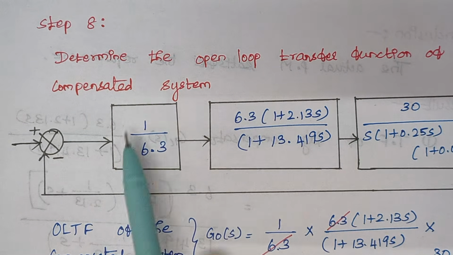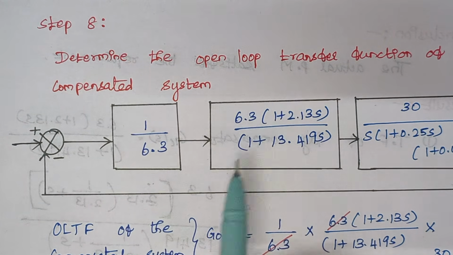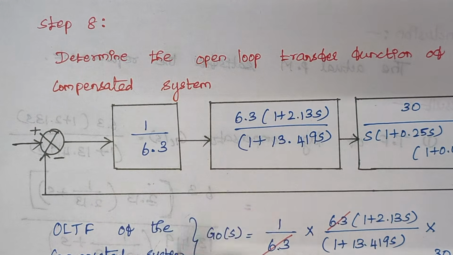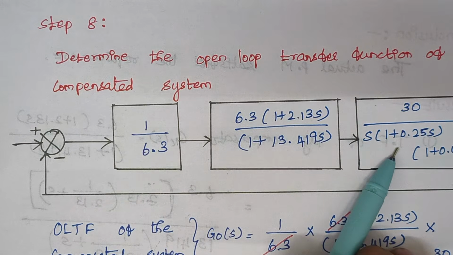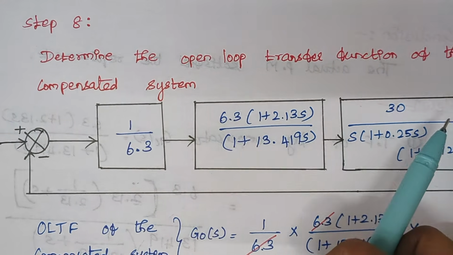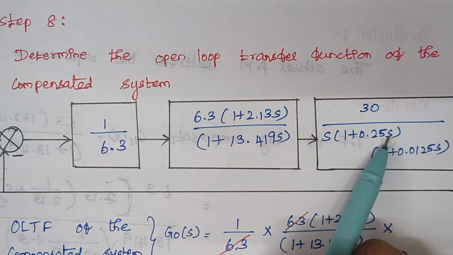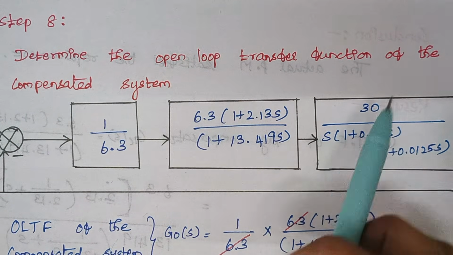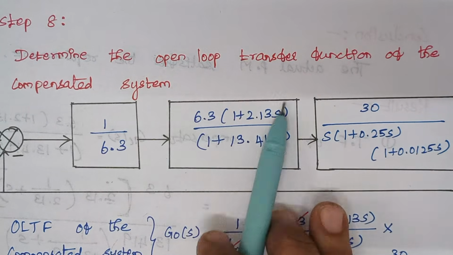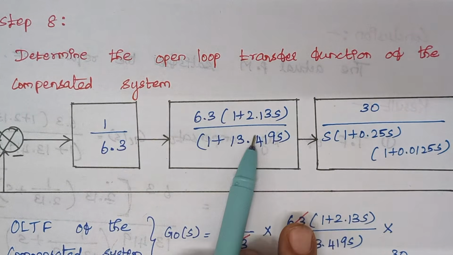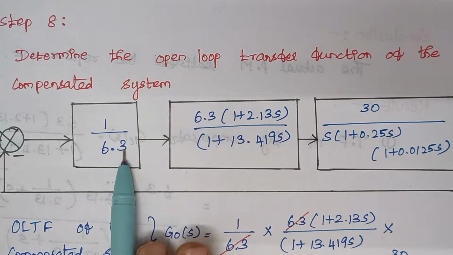And step 8 is to determine the open loop transfer function of the compensated system. So for the compensated system, when you look back at the procedure, we will have a block diagram similar to this, right? Here, this is the given transfer function, the one given in the problem, right? We have just substituted the value of K as 30. That's it. The remaining things remain the same. And this is the transfer function of your lag compensator, which is nothing but 1 by beta, right?